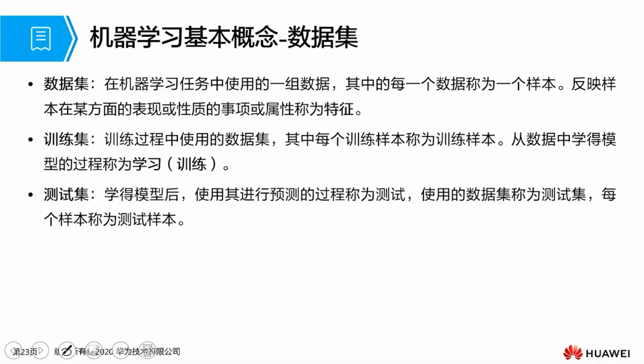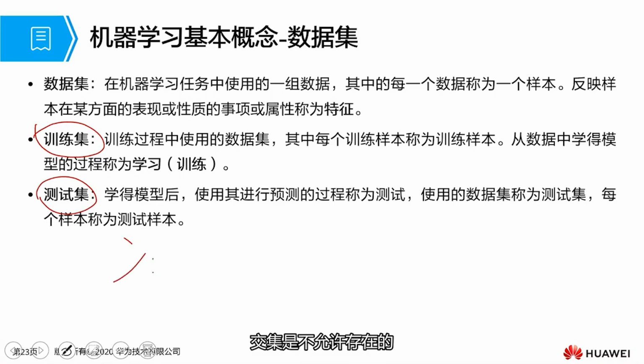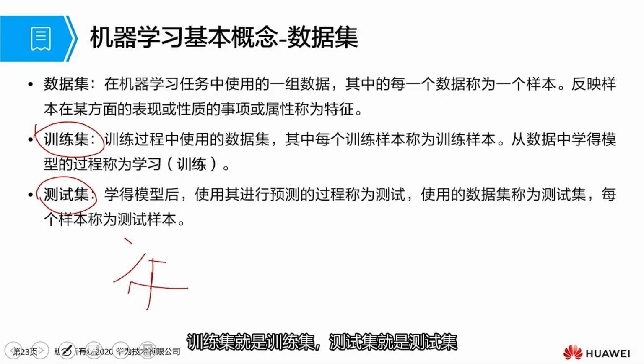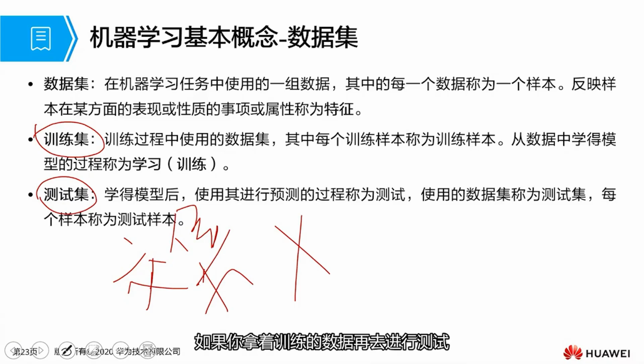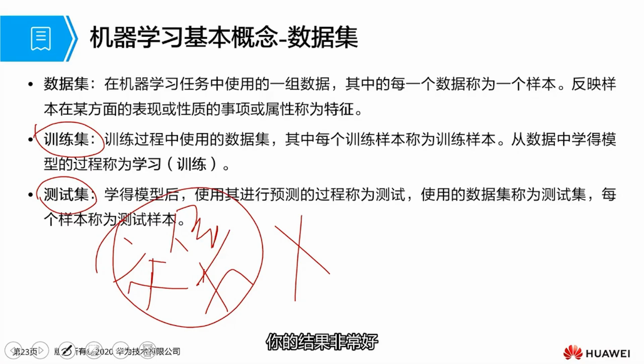At this point, there is a very crucial issue. Is it permissible for the training set and the test set to have an intersection? Attention: this is absolutely not acceptable. Intersection is not allowed. The training set is the training set, the test set is the test set. Their data cannot have any intersection. If you use the trained data for testing again, then your results will be very good, but not authentic. This way, your test results will be authentic.